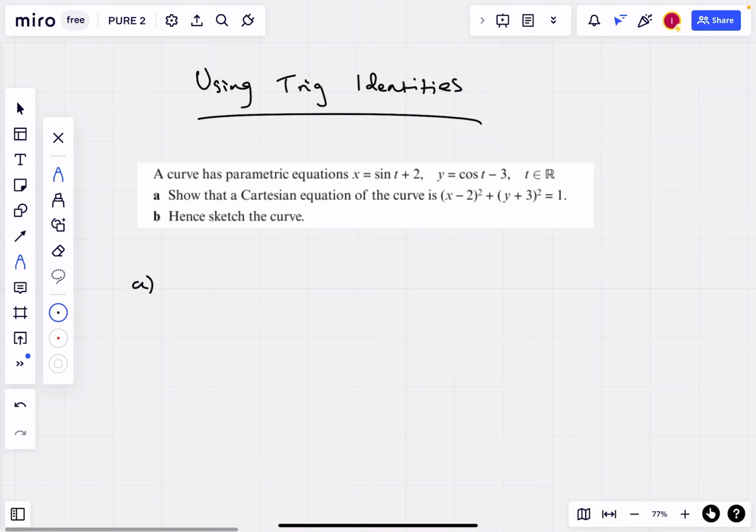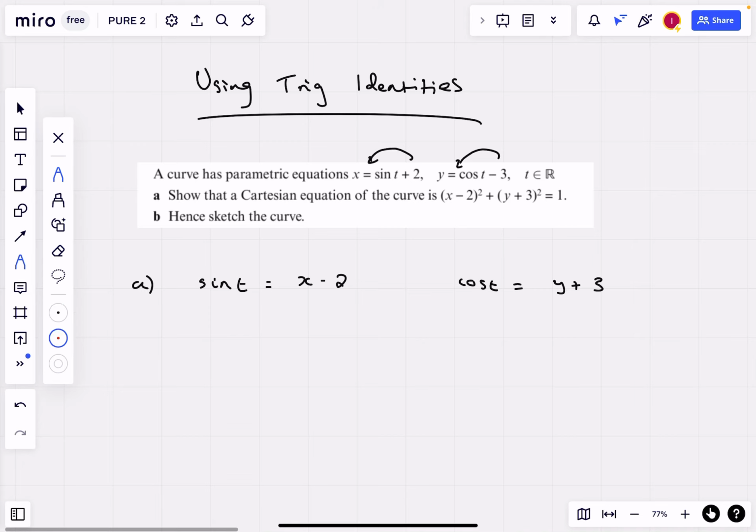So I would say where right now the subject of each parametric formula is x and y, you want to change that up and make the subject sine t and cos t. So can you try that for me, please? So if you're trying to make sine t the subject, you just have to take this 2 to the other side, x minus 2. And to get cos t, you move the 3 to the other side, y plus 3.